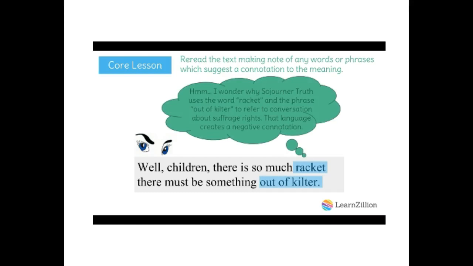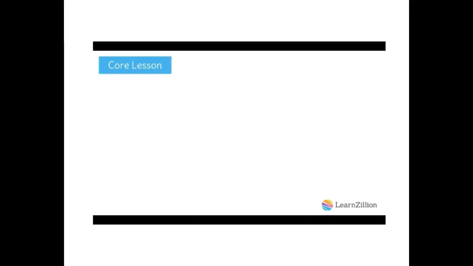I wonder why Sojourner Truth uses the word racket and the phrase out of kilter to refer to conversation about suffrage rights. That language creates a negative connotation in my mind. So right off the bat, I've identified a word and a phrase that add a negative connotation in my mind. Now I'm ready for step 2.